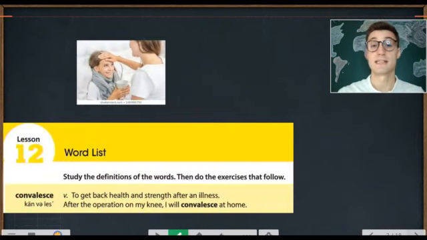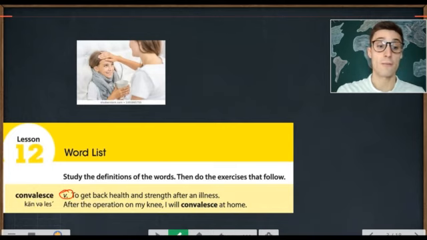To assist you with these meanings, you can familiarize yourself with word sorts or word types, like nouns, verbs, adjectives, adverbs, place words, those kind of things. Great. So let's start with Lesson 12's word list. The first word is convalesce. Convalesce, here we can see how to spell it. Convalesce.